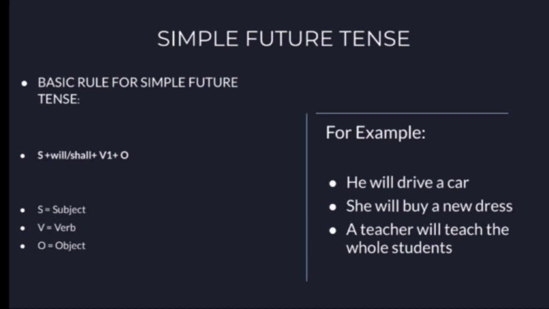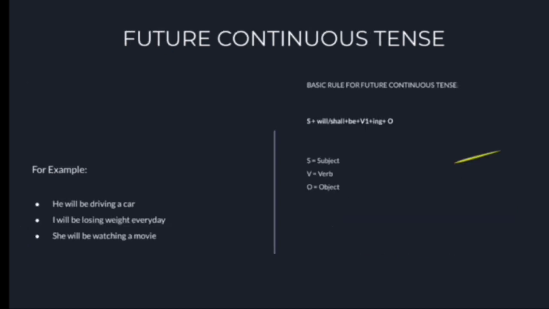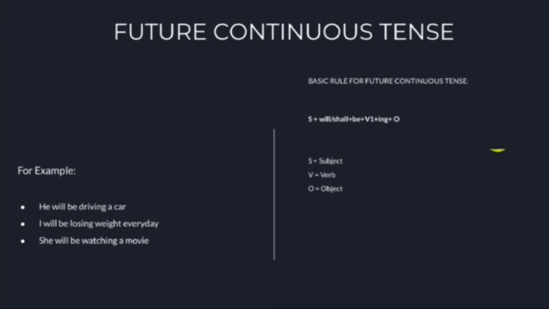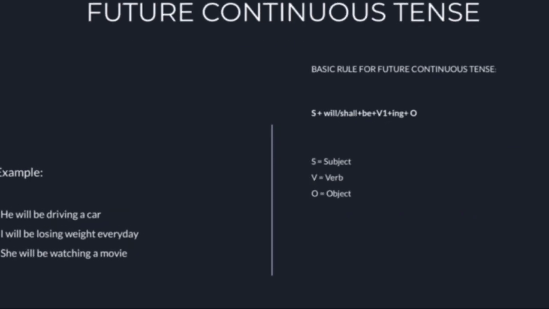Simple future tense. Basic rule for simple future tense would be subject plus will/shall plus verb's first form plus object. For example, he will drive a car, she will buy a new dress, a teacher will teach the whole class. Future continuous tense: subject plus will/shall plus be plus verb's ing form plus object. This is the basic rule for future continuous tense.